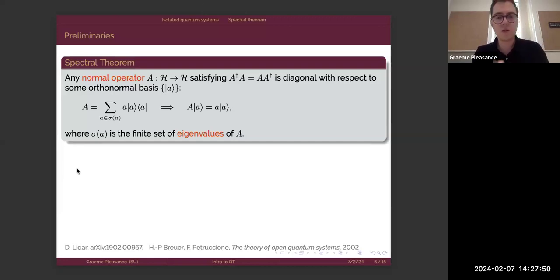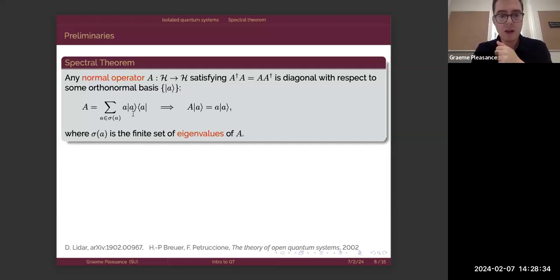Okay, so essentially the spectral theorem is a crucial theorem that's used extensively in quantum mechanics. What this theorem tells us is that any normal operator acting on a Hilbert space, where a normal operator is one which satisfies this property, is diagonal with respect to some orthonormal basis. In other words, any normal operator can be diagonalized. And this representation is also called the spectral decomposition of the normal operator.